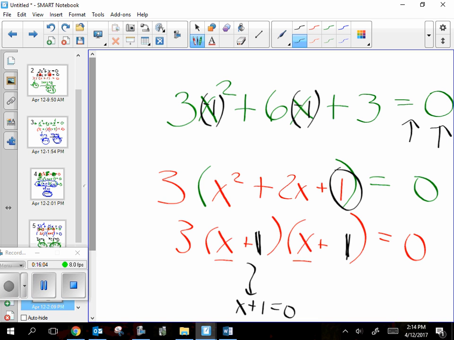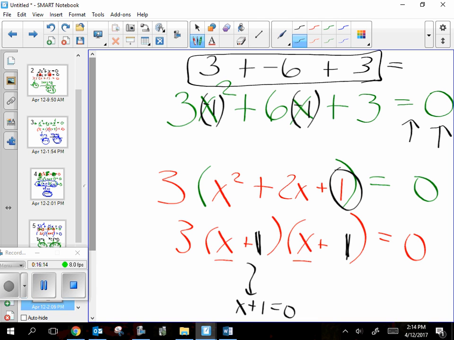I'll prove it. -1 squared is 1. 1 times 3 is 3. 6 times -1 is -6 plus 3. Guess what that adds up to? It equals, what do you think? 0, just like it's supposed to, see?